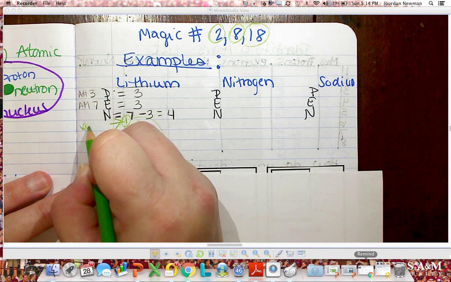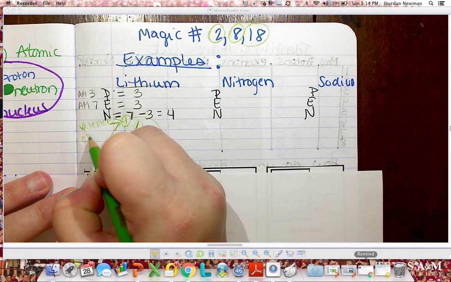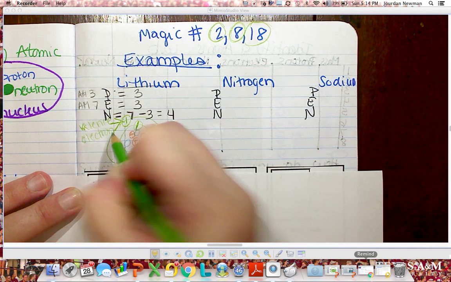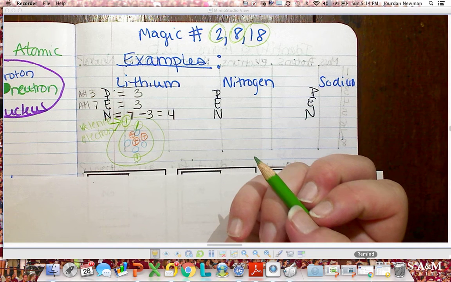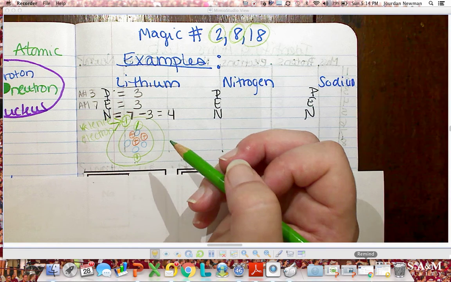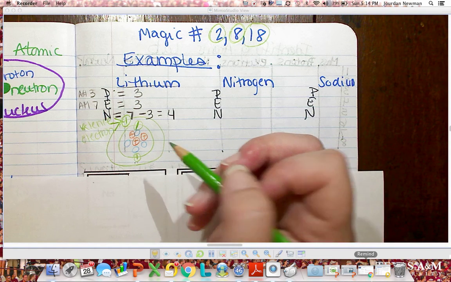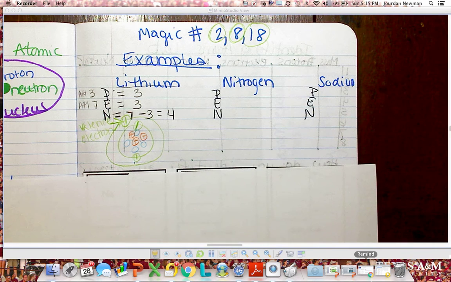Okay? This electron on the outermost shell has a special name, and that special name is called a valence electron. Okay? And those valence electrons help us figure out the chemical properties of this element. How does it react? Okay? It also helps us tell who it reacts with, and we'll talk more about that later when we get specifically into the periodic table.